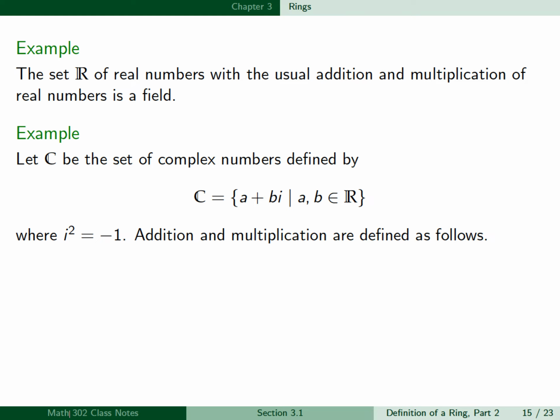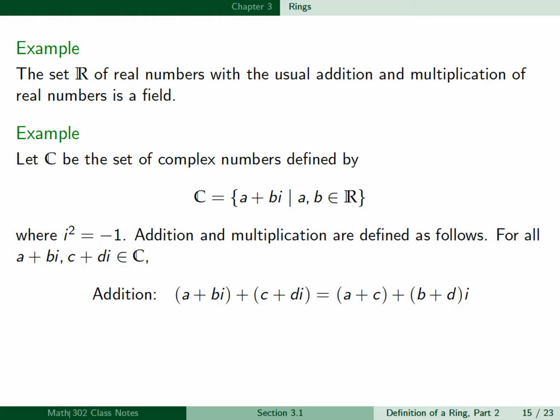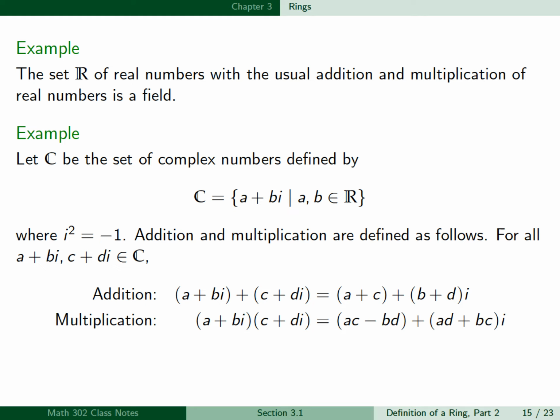And our addition and multiplication are defined as follows. For all a plus bi, c plus di in C, our addition is defined by adding the real parts, a plus c, and the imaginary parts, b plus d, separately. And for multiplication, we multiply two complex numbers together, basically using FOIL. So a plus bi times c plus di works out to be ac minus bd plus the quantity ad plus bc times i. Then C is a field. You can verify all of the ring axioms hold together with the commutative law of multiplication, the existence of a multiplicative identity, and the existence of multiplicative inverses.